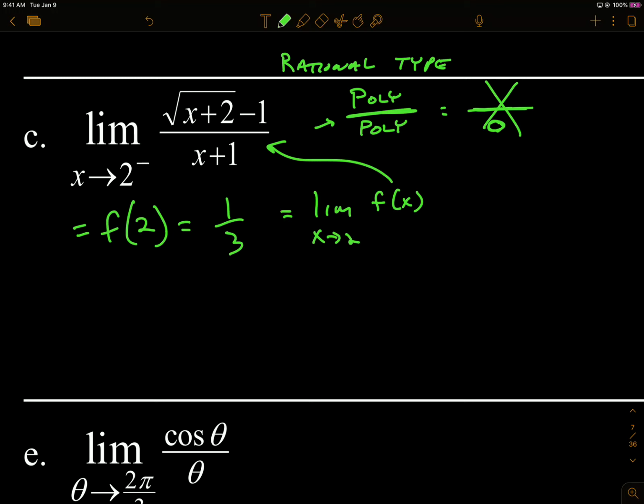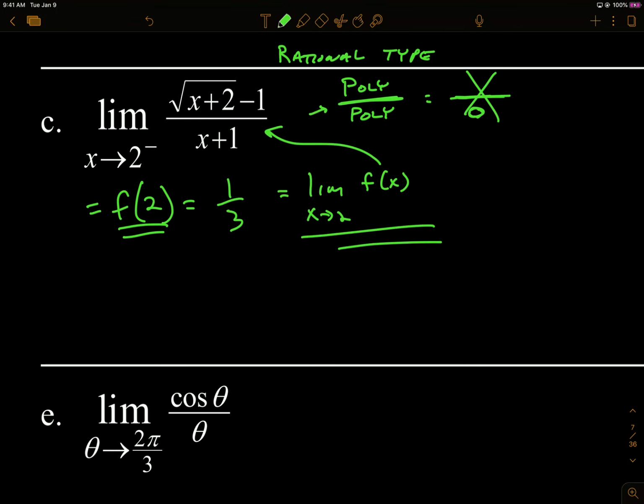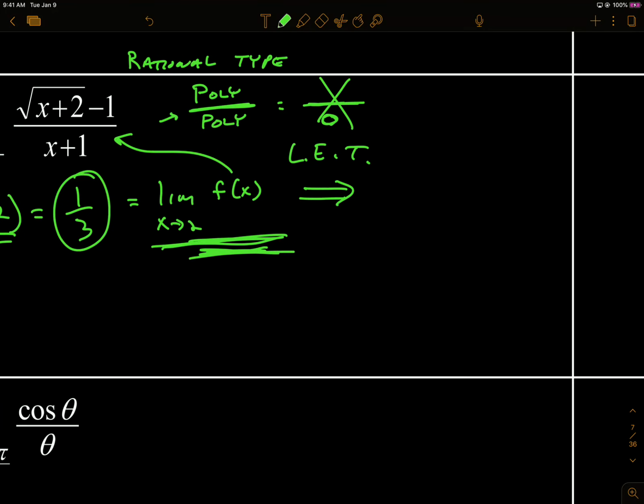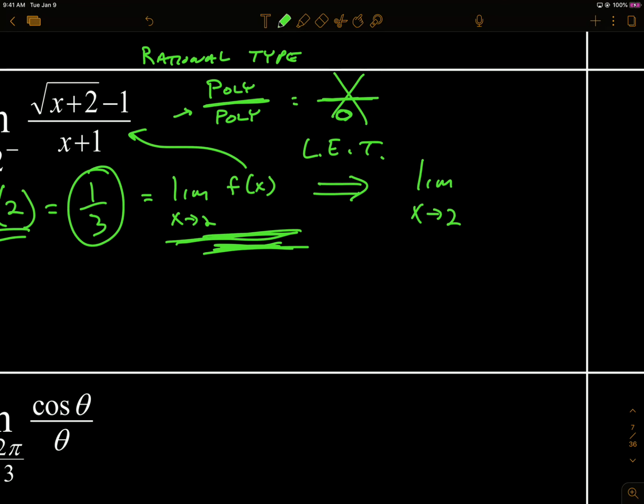Because the function's continuous, I know that f of 2 is equal to the limit. Now the next step in the logic is the limit existence theorem. The limit existence theorem says that if your limit exists, then the limit from the left and the right must be the same, and they must be equal to that number, whatever the limit is. So that means, by the limit existence theorem, the limit as x approaches 2 from the left, I'm not going to write out the whole function, I'll just say of f of x equals 1/3.